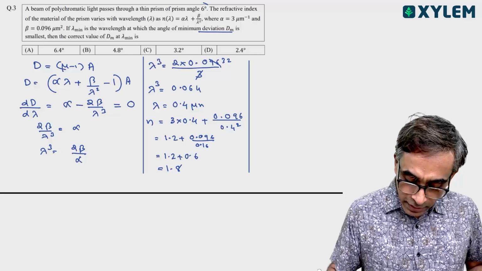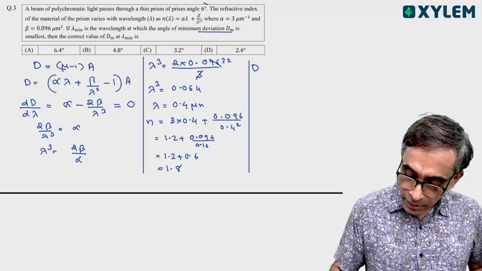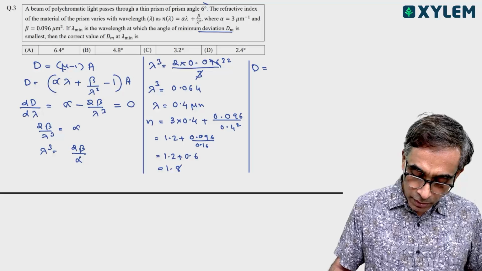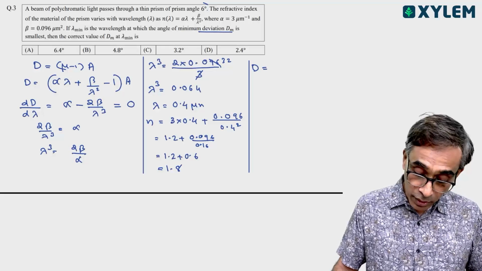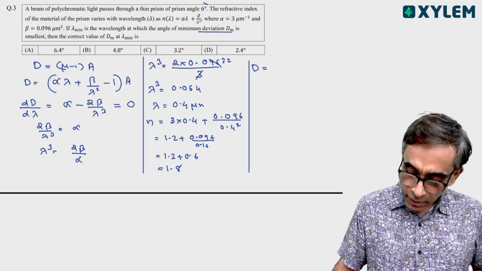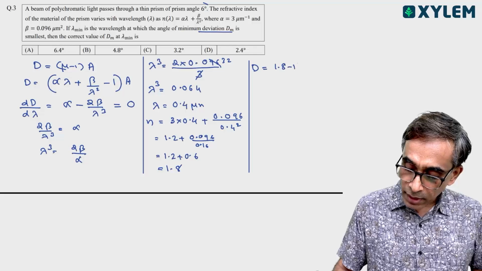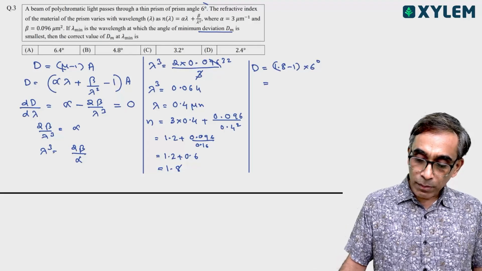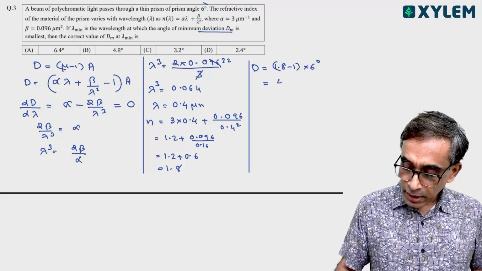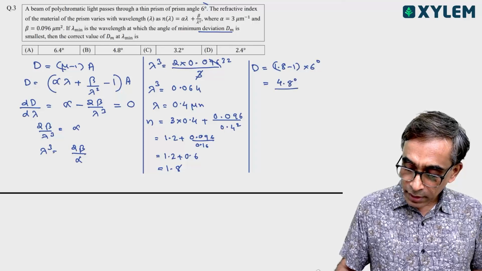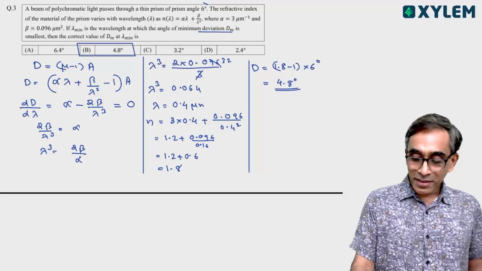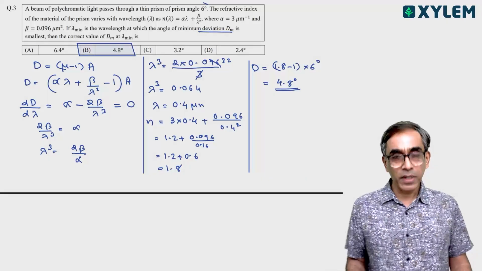Now what is D minimum? D equals (mu minus 1) into A. I wrote it as mu minus 1, doesn't matter, mu or n. That is 1.8 minus 1, into the angle, 6 degrees. 0.8 into 6 will give you 4.8 degrees. Answer option B, 4.8 degrees. This is pretty straightforward, just to do differentiation.